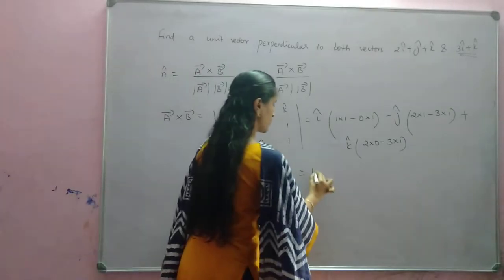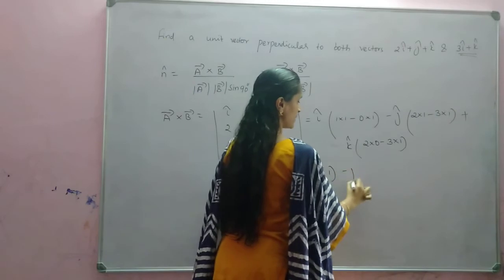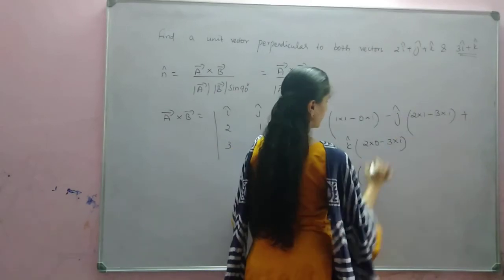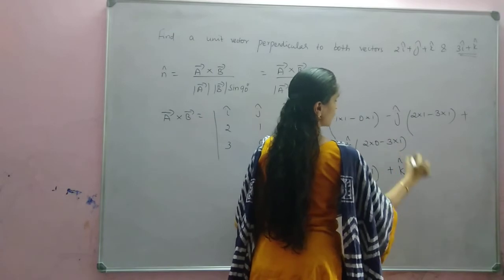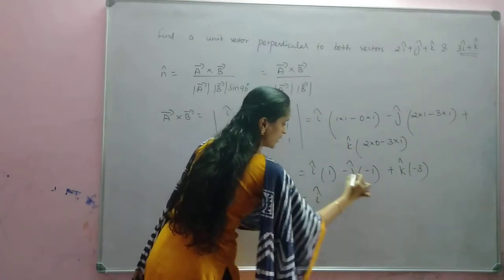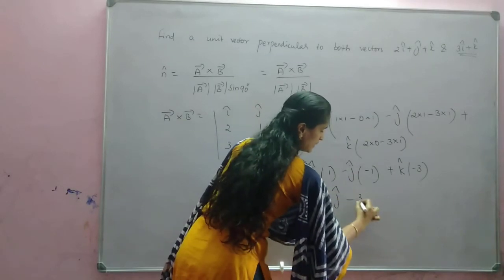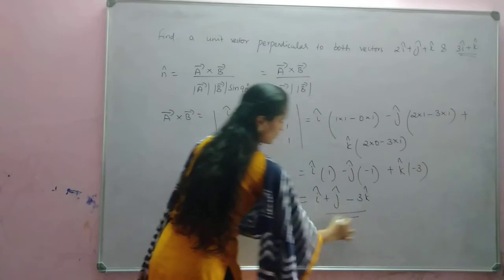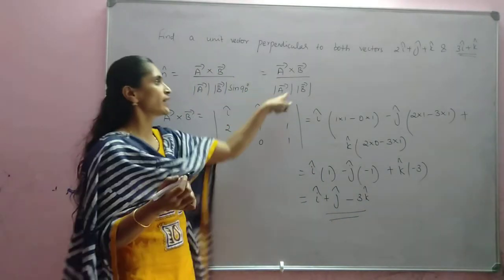Okay. So i cap into 1 minus 0 is 1, minus j cap into 2 minus 3 is minus 1, plus k cap into 0 minus 3 is minus 3. What will you get? i plus j minus 3k. So this is our A cross B. Now A cross B is over. Now what do we have to find?